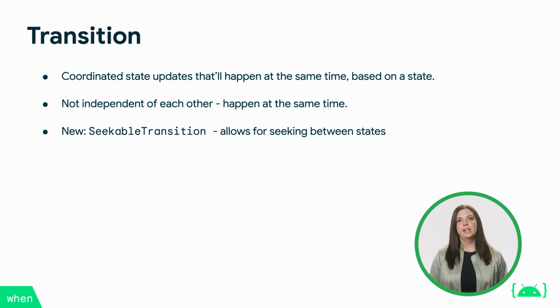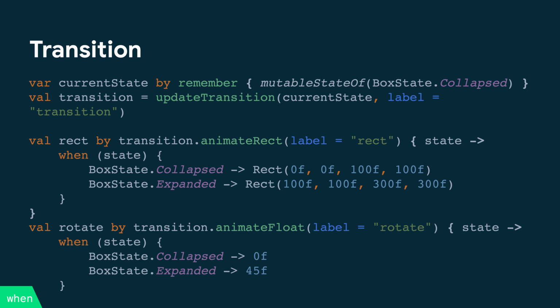The other option for state changes is to use a transition object. This concept allows for coordinated state updates that'll happen at the same time based on state. The animations are not independent of each other, they happen at the same time. Let's take a look at an example of how transition works.